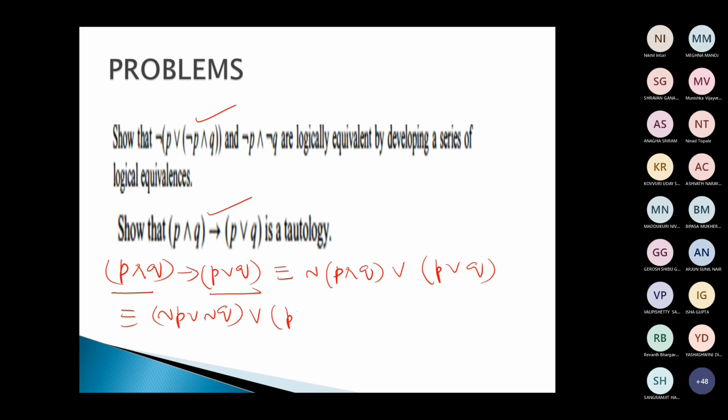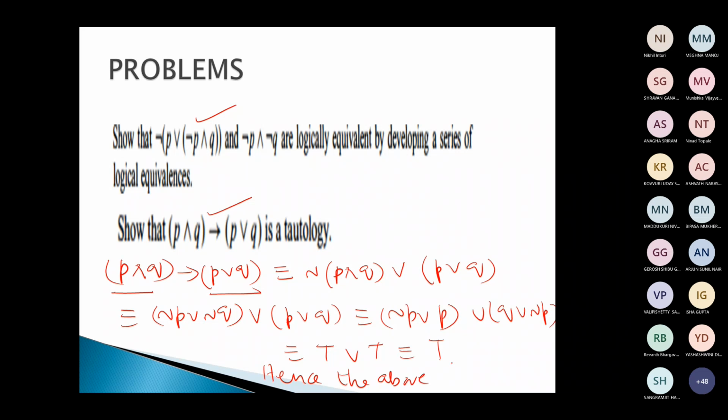or P or Q. Since everything is connected using OR, you can interchange here. Nothing will happen. I can write directly like this. All have the same symbol, right? You can interchange. So it is true only, right? True OR true, so it is true. Hence, the above formula is a tautology.